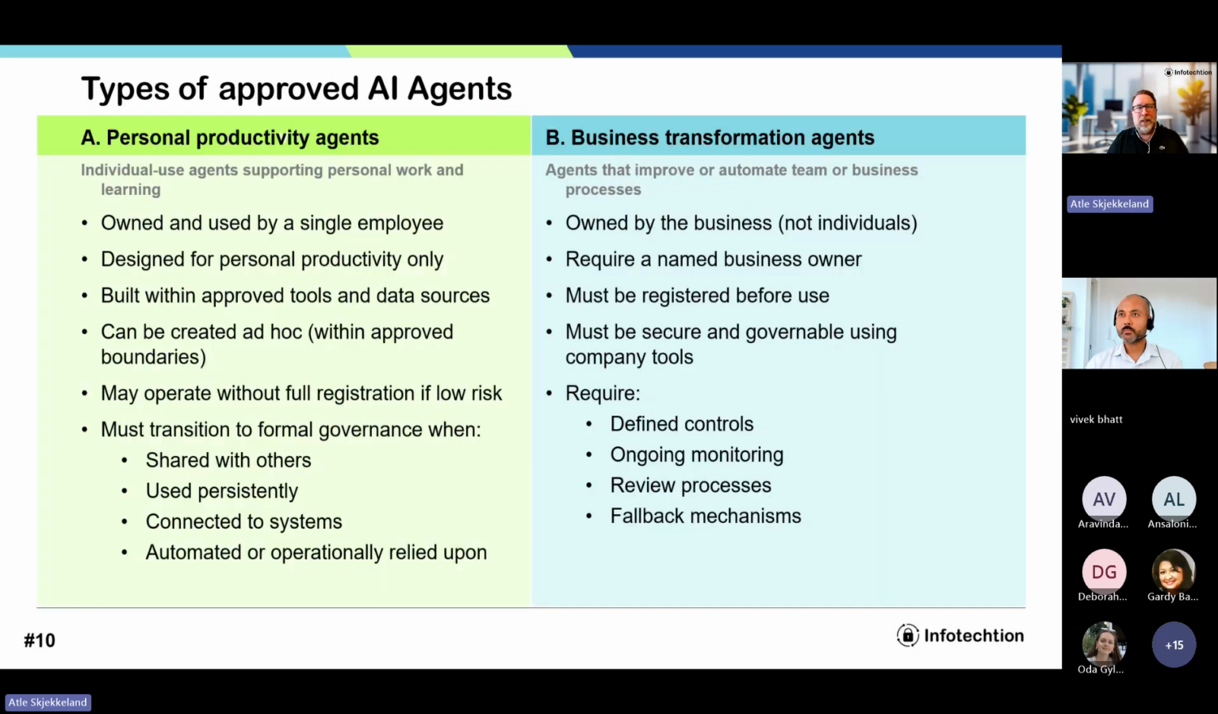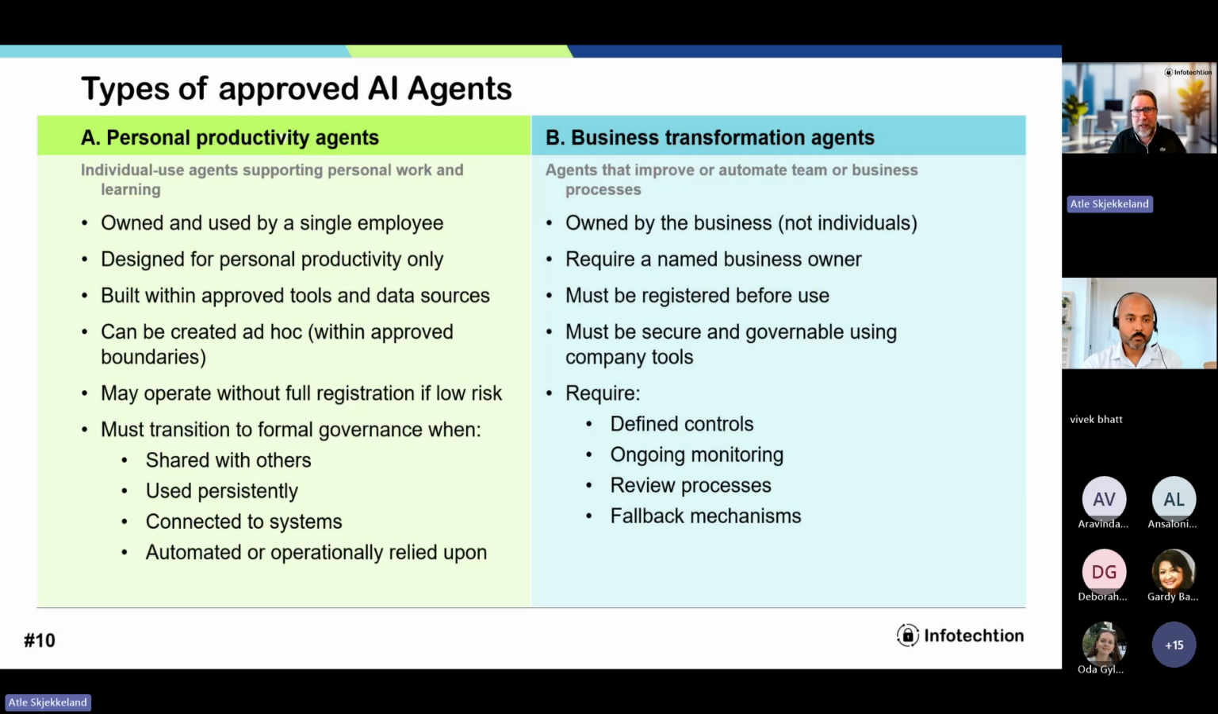For example, it's useful to not look at all AI agents the same way, but to split them up into two or three different categories. Here's an example of two types of agents. You have personal productivity agents, which are individual-use agents supporting personal work and learning, which means that people might be more productive, even though there's not really a cost saving directly linked to it. They might just have longer breaks or be able to do more stuff. Those need to be built with approved tools and data sources, and can be created ad hoc within those approved boundaries. But again, that might be the starting point and things might change.